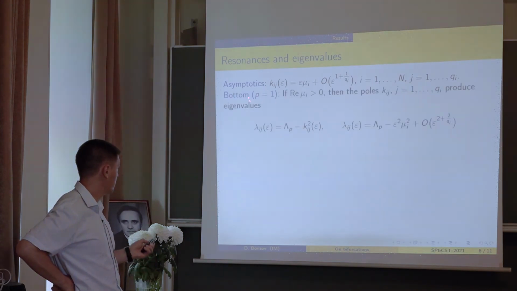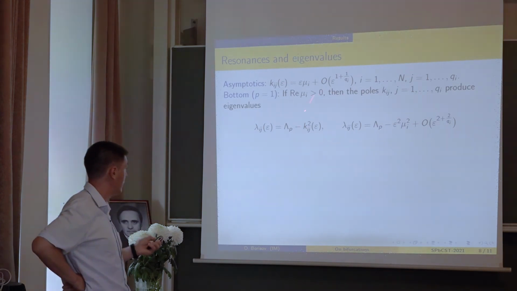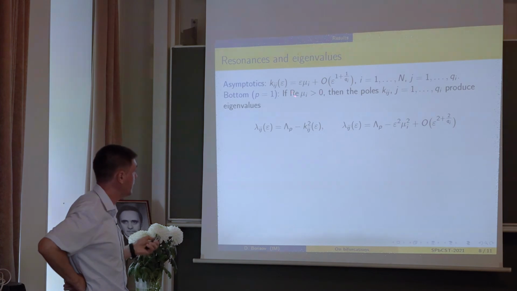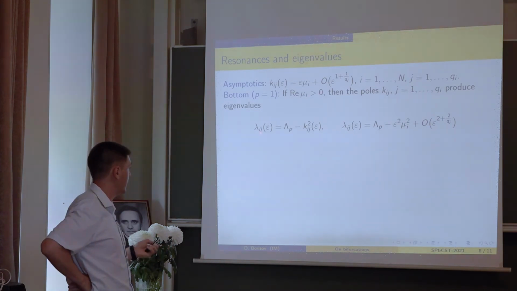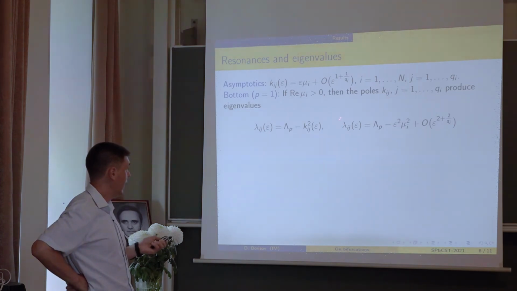If we look at the bottom of the essential spectrum, when we fix some mu I, then I take the poles with such expansions. If the real part of this mu I is positive, then each of these poles produces an eigenvalue by this formula, and I can even find the leading term in the asymptotic expansion for these eigenvalues.